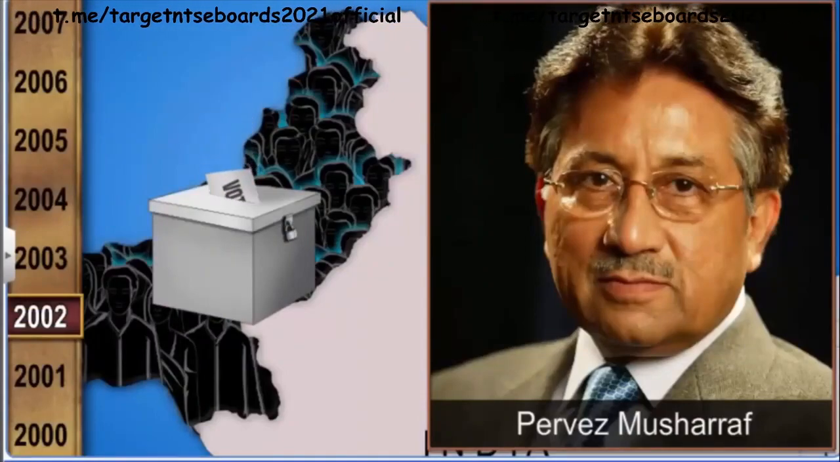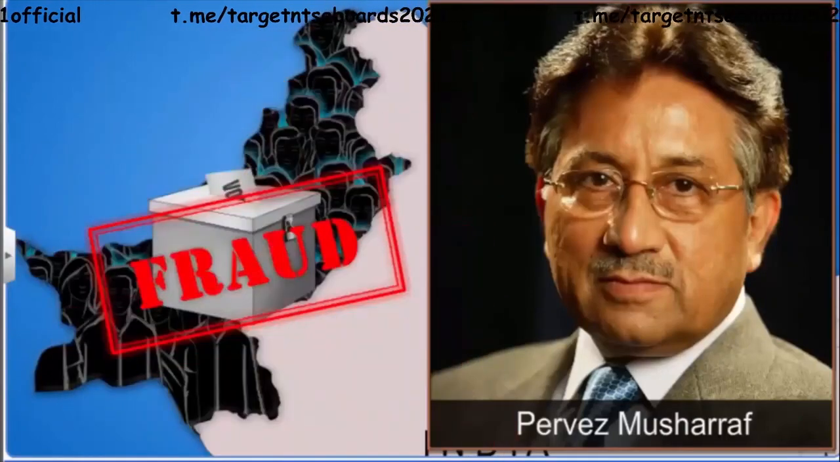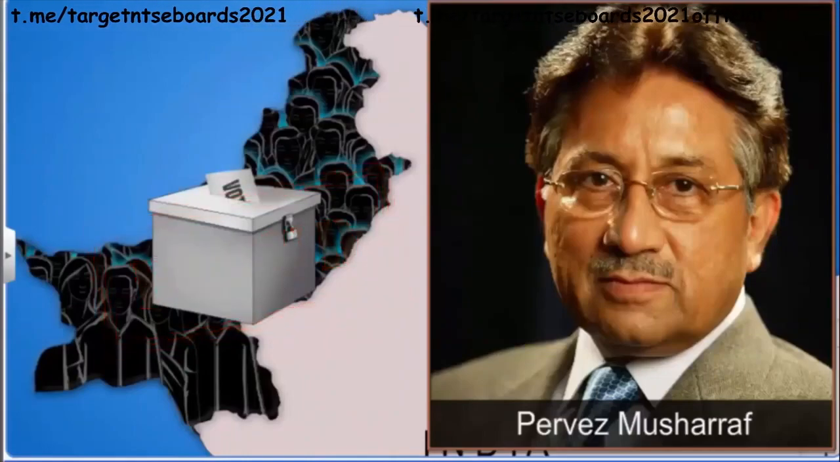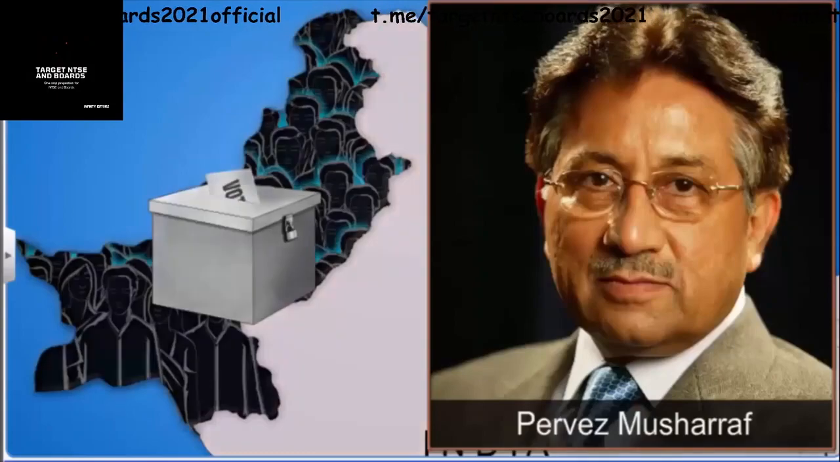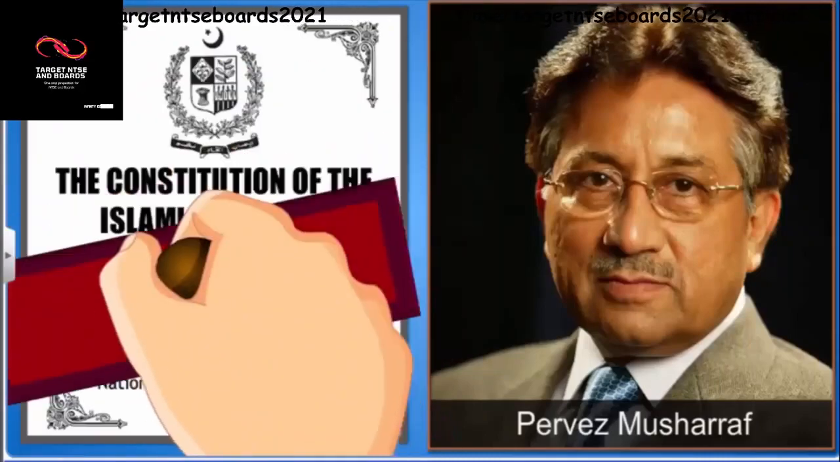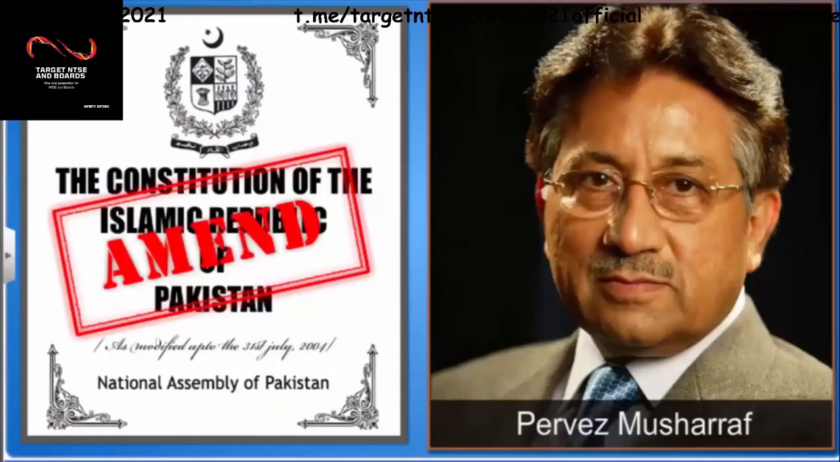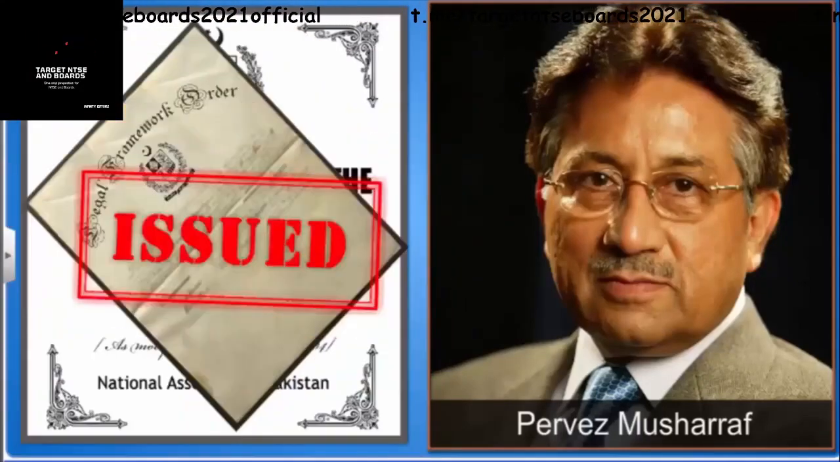In 2002, he held a referendum that granted him a 5-year extension. However, it was alleged that there had been a fraud in the referendum. A referendum is a direct vote in which the electorate is asked to either accept or reject a proposal. To further strengthen his power, Pervez Musharraf's next step was to amend the Constitution of Pakistan. He did this by issuing a legal framework order that gave the President the authority to dismiss the national or provincial assemblies.